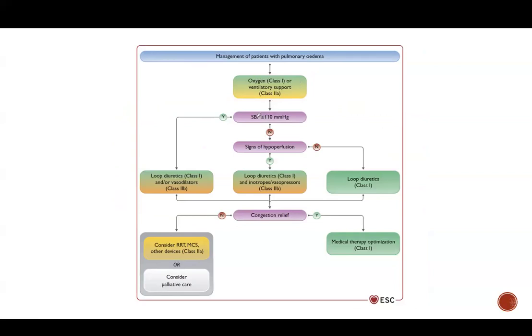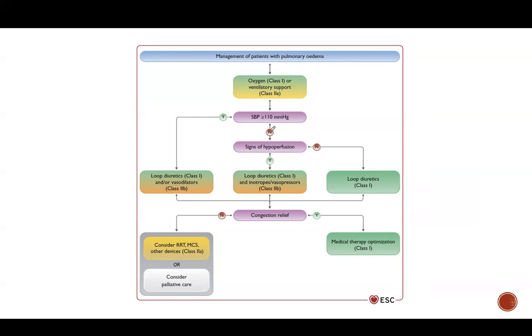Next you will check the BP, blood pressure. If it is more than 110 millimeters of mercury, then you should give diuretics as well as vasodilators. So what will a vasodilator do? A vasodilator will decrease the preload and afterload and thus helps in relieving this pulmonary edema.